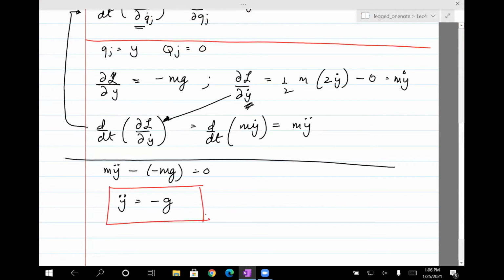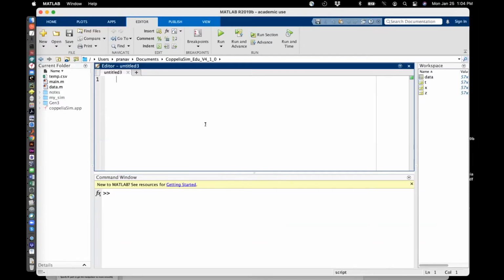Okay, I'll quickly do this in Matlab. Any questions? Let me know. Let's do the derivation using Matlab.